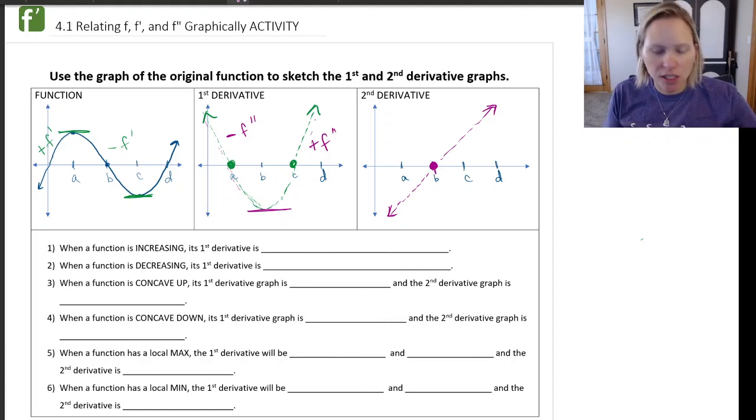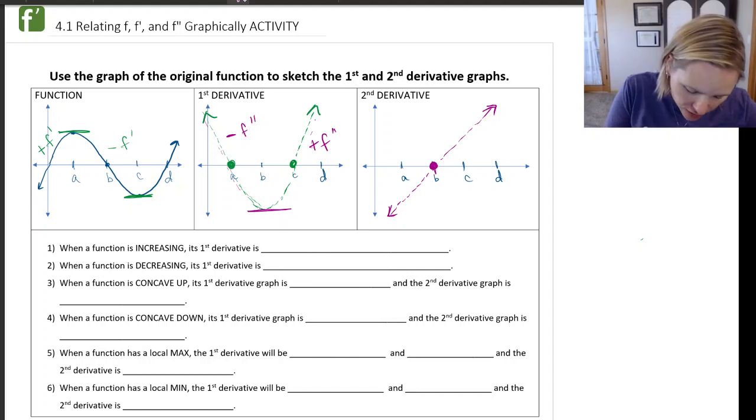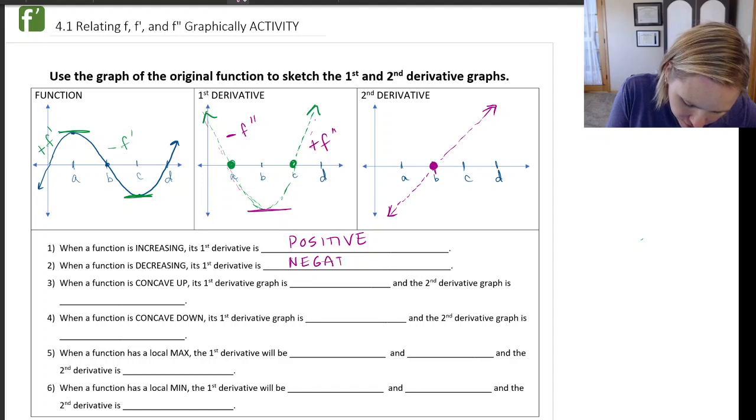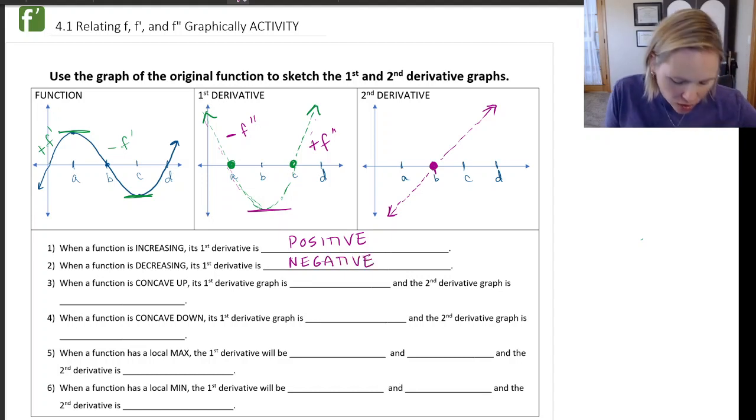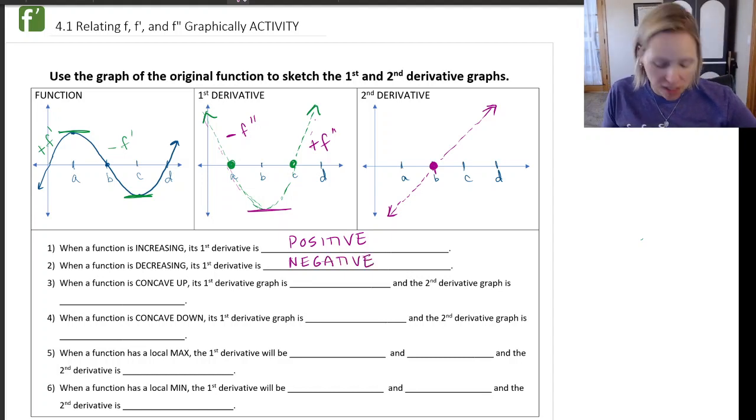So when we go to fill in our blanks, when a function is increasing, its first derivative is always going to be positive. When a function is decreasing, its first derivative is negative. Now, let's take it a step further.